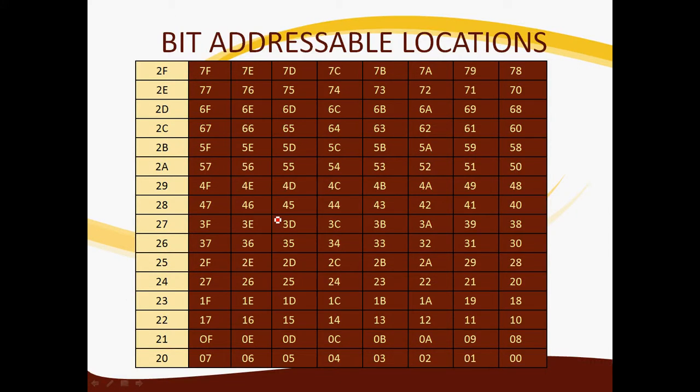Next comes the bit addressable locations. These are what you see here. These are the 16 bytes starting from 20 to 2F, and these are the bits of these bytes. So let us say if I have to access the 0th bit of location 27, that is here, and if I have to set it to 1, what I'll be using is SETB 38H. So it will automatically set the 0th bit of 27H location to 1.